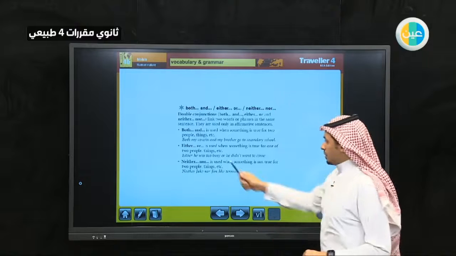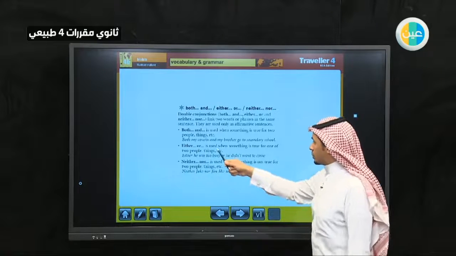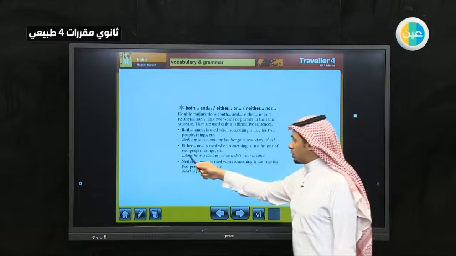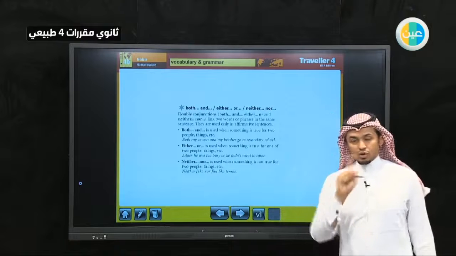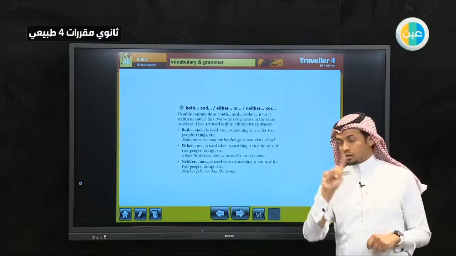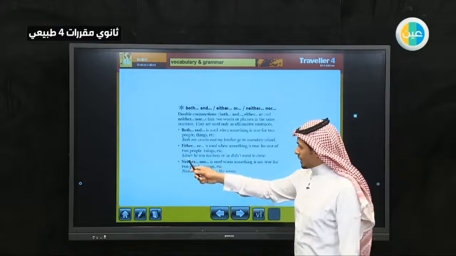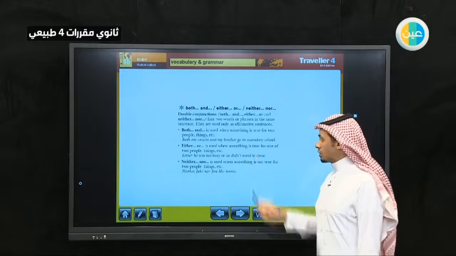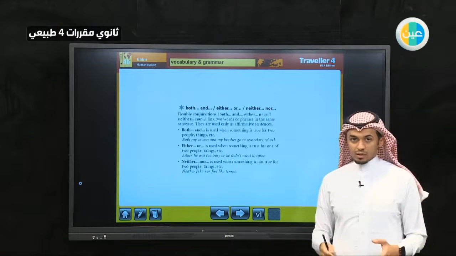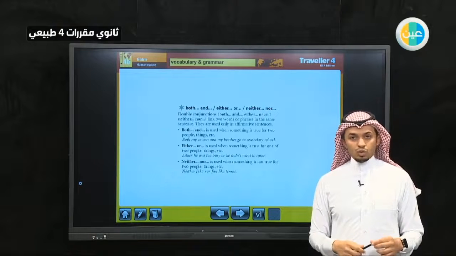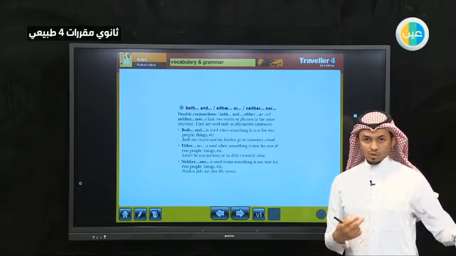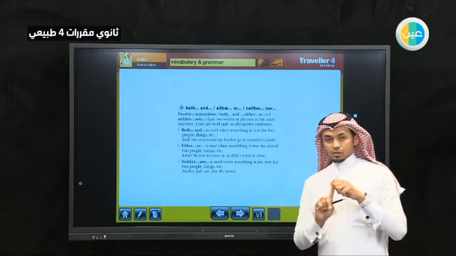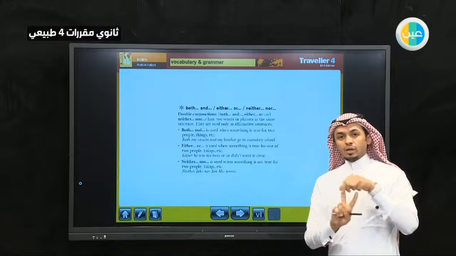Either, we use it with or. It is used when something is true for one of two people. When something is true about one of them, not all of them, but only one. For instance, either he was too busy or he didn't want to come. So we have a meeting and someone didn't come. We were waiting for him, but he didn't come. So it's one of the two options. Either he is too busy or he didn't want to come.